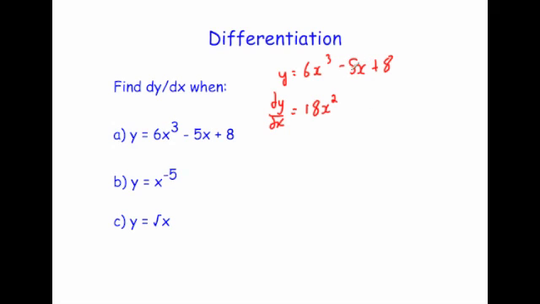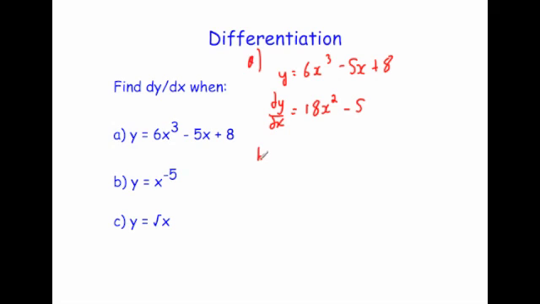Differentiating minus 5x, well, that's then going to be minus 5. There's a 1, you bring it down to be minus 5, and reducing the power by 1 would be a 0, x to the 0 is 1. So whenever you differentiate something like 4x, it'll be 4. If you differentiate 9x, it's going to be 9. If you differentiate minus 5x, it's going to be minus 5. And differentiating constants, differentiating numbers will give you 0. So differentiating 8 would be plus 0, but you don't need to write that. So that's it done. If you differentiate y equals 6x cubed minus 5x plus 8, you would get 18x squared minus 5.